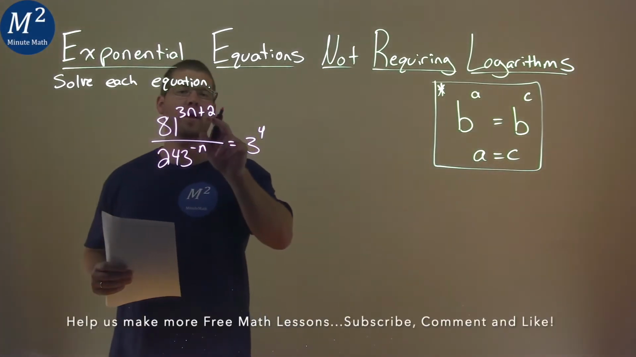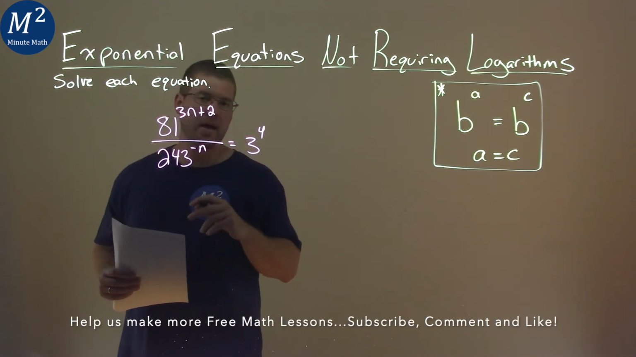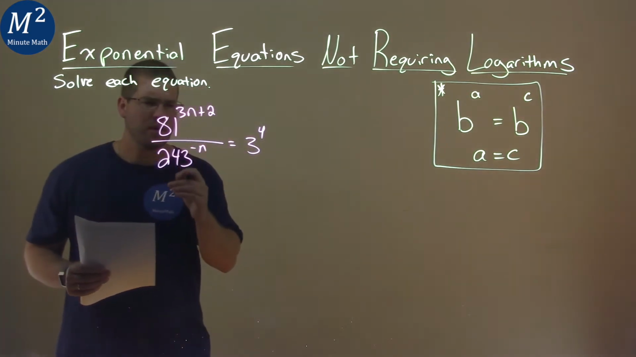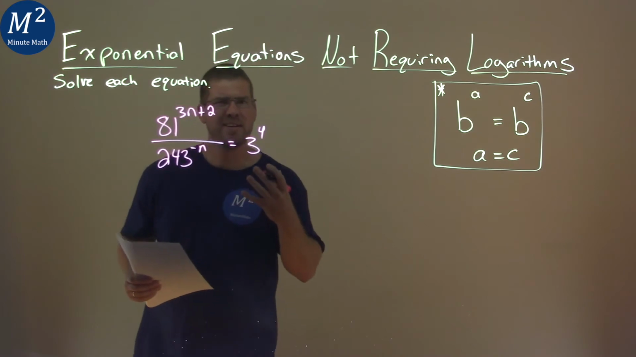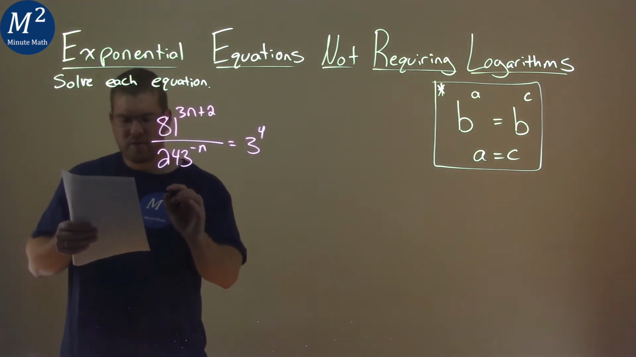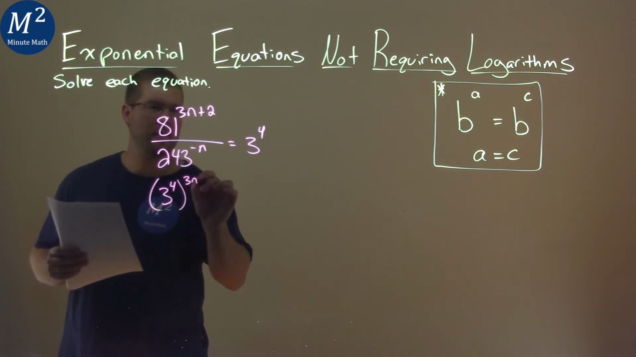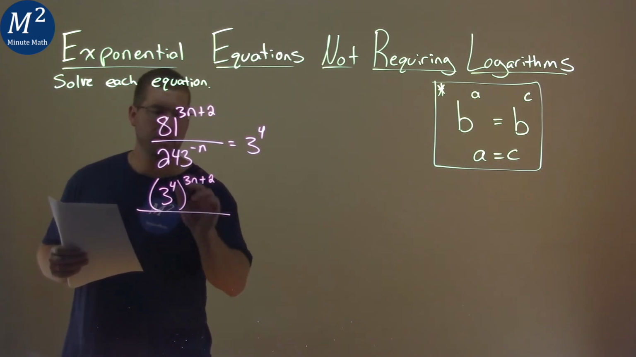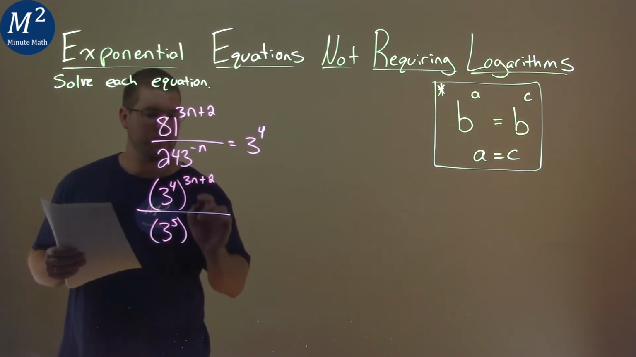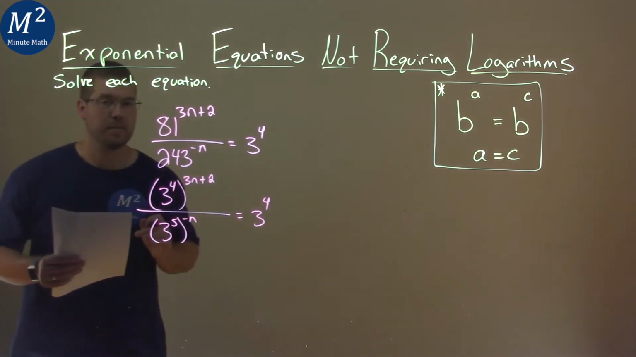We're given this problem right here. 81 to the 3n minus 2 power over 243 to the negative n power. That's equal to 3 to the 4th power. And we've got to solve this. Well, 81 and 243 I can write in some form of 3. What does that mean? Well, 81 is the same thing as 3 to the 4th power. So I'm going to do that, but keep my exponent of 3n plus 2 there. 243 is 3 to the 5th power, and I still have my negative n for the exponent. And 3 to the 4th power is still there.